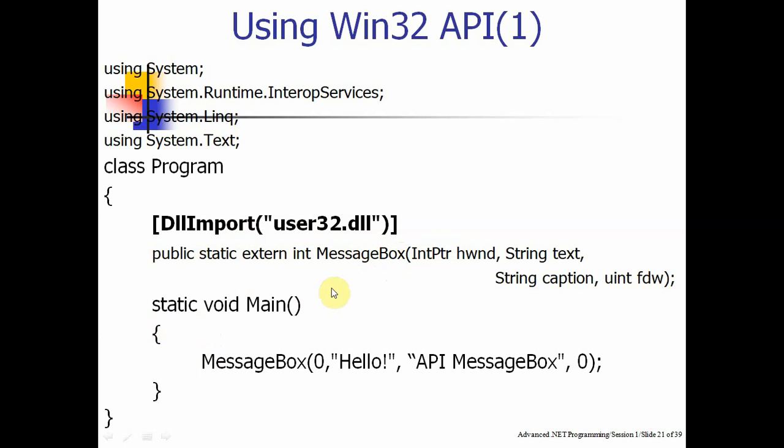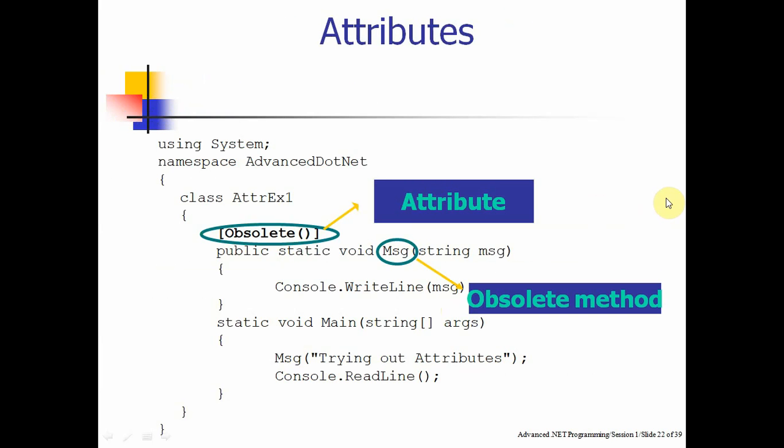So we have used this message box inside the main program. We have to write the prototype of the function which we want to use, and its DLL also. This way we define DLL import. And I have also explained the obsolete attribute, which is used for showing that a particular function is going to be obsolete after some time.